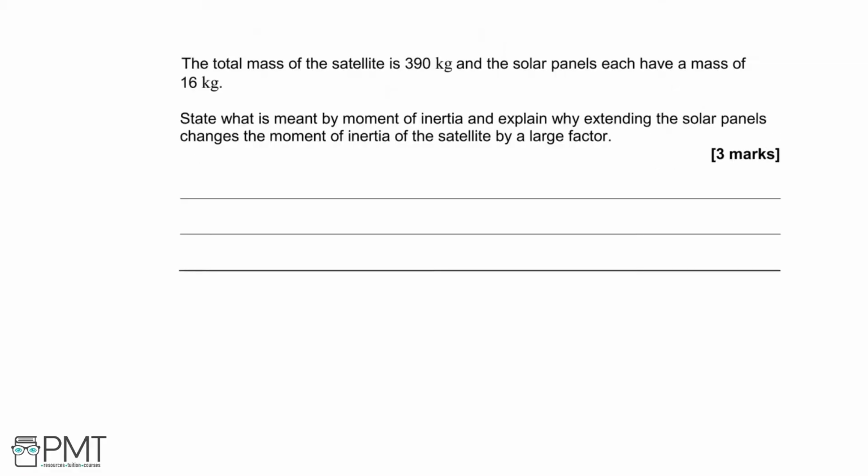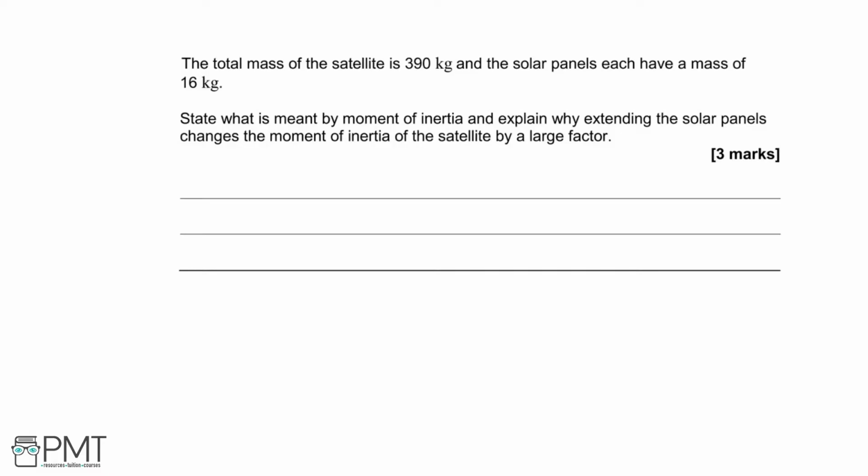The total mass of the satellite is 390 kilograms, and the solar panels each have a mass of 16 kilograms. State what is meant by the moment of inertia and explain why extending the solar panels changes the moment of inertia of the satellite by a large factor. So the first thing that we want to say is that this body, whatever we're dealing with, consists of infinitely small point masses, which are all at different radii from the axis of rotation.